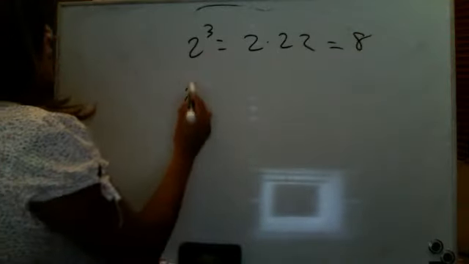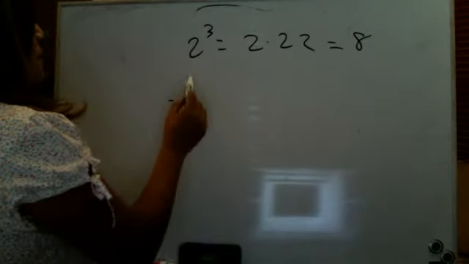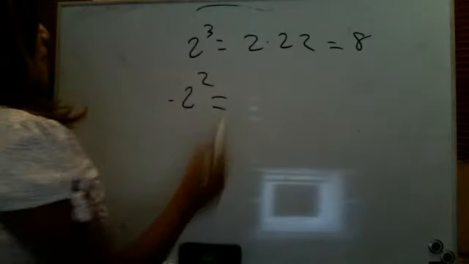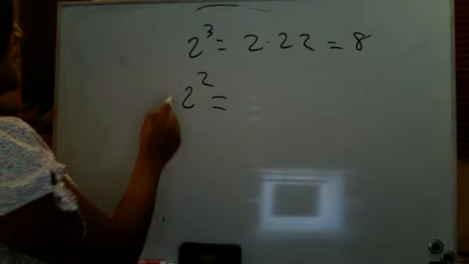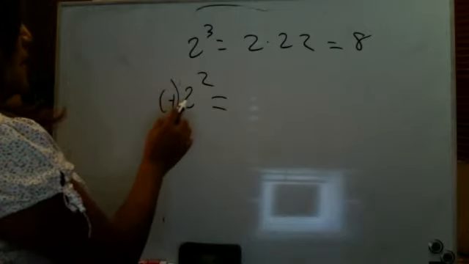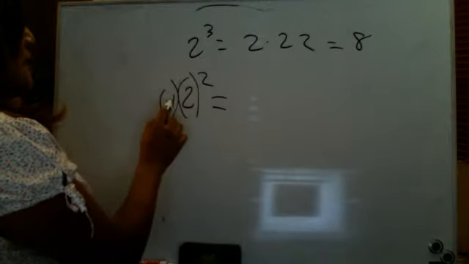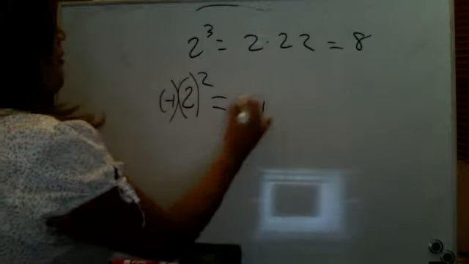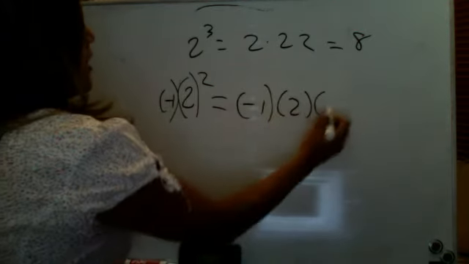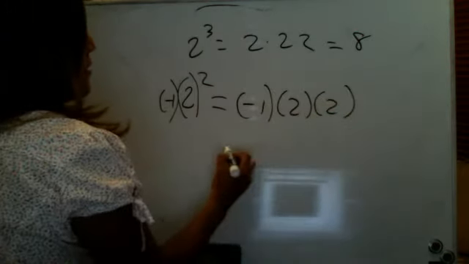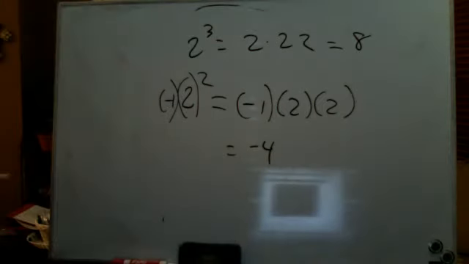What if I had negative 2 to the second power? Well, this is an implied negative 1. So this 1 is not protected. There's no parentheses to protect it. So therefore, the negative is not squared, just the 2. Therefore, it's negative 1 times 2 times 2, which simply gives us negative 4, not positive 4. This is a mistake that a lot of people make.